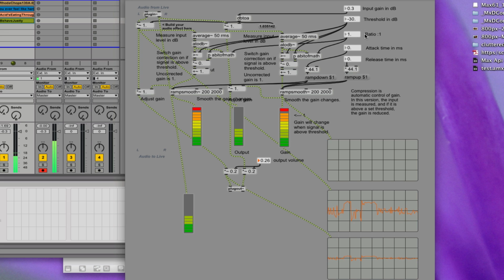I only ask if ratio is 1, you don't get much going on. Right now we're just changing the gain. If we switch that, you'll see now immediately you'll start to hear more of the effects in the background.